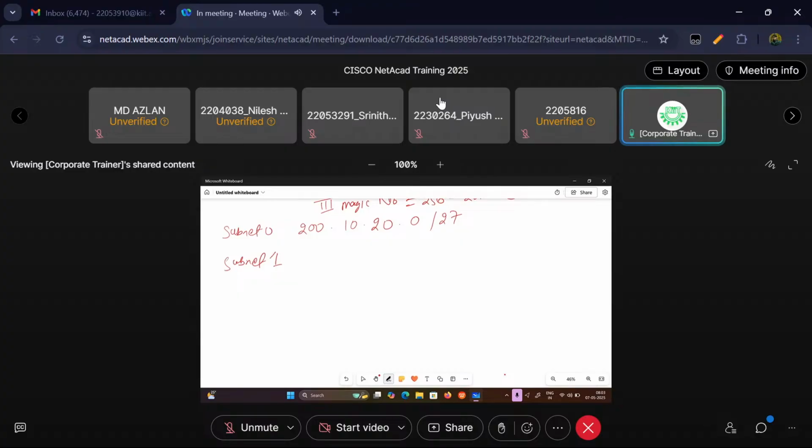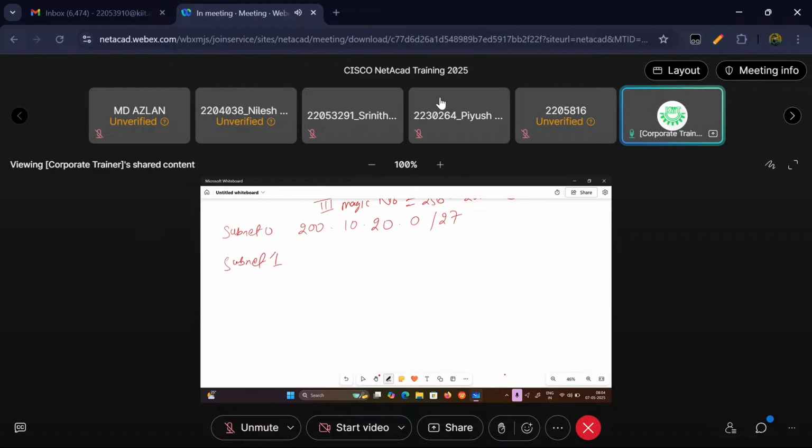Subnet 1. So what will be the network ID? This is whatever I'm writing now: subnet 0, subnet 1, subnet 2, and so on. This is my subnetted network. My network ID was 200.10.20.0. From this single network, I'm dividing it into multiple subnetted networks. It will behave like different networks.